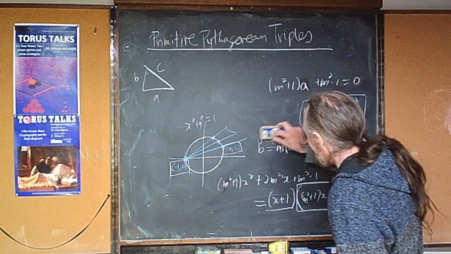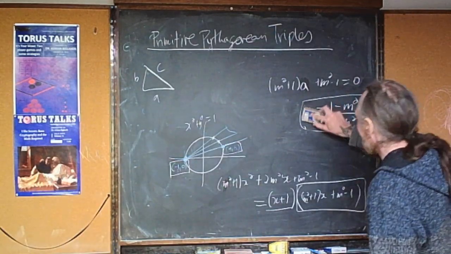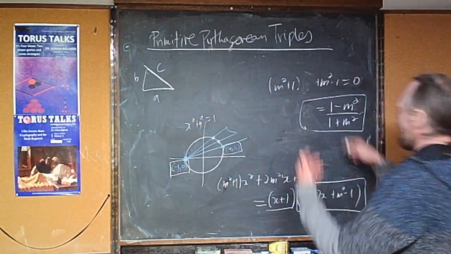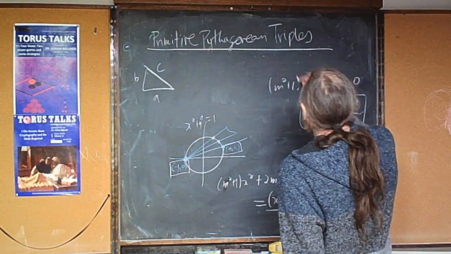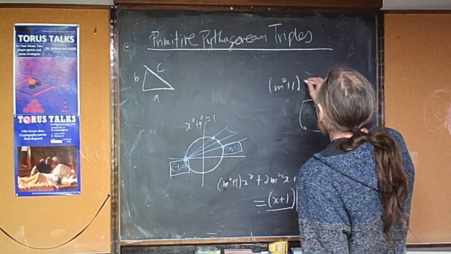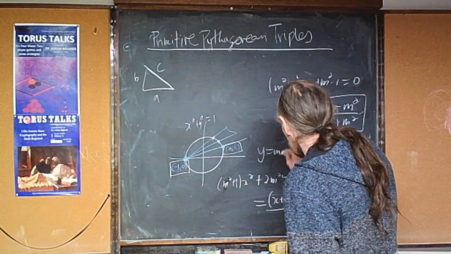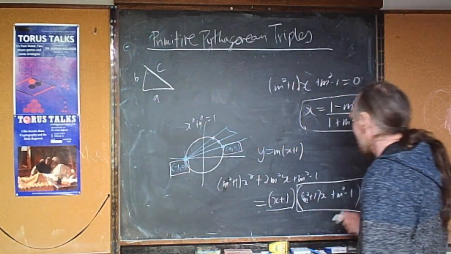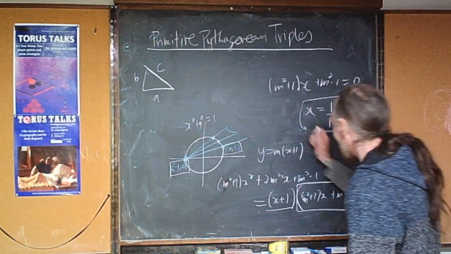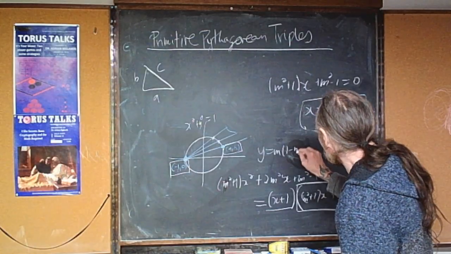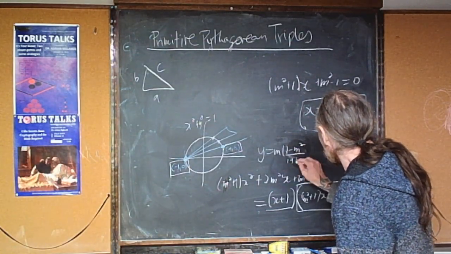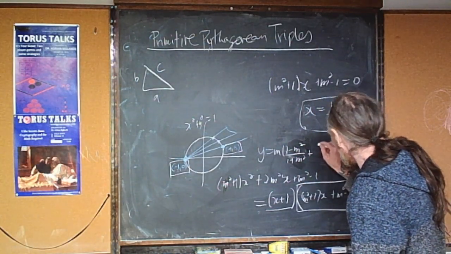So from here, the a, well, let's just keep it x and y. Yes, we can. So x is this guy. What's y? y is m times x plus 1. But now we know what x is. x is 1 minus m squared over 1 plus m squared, plus 1.